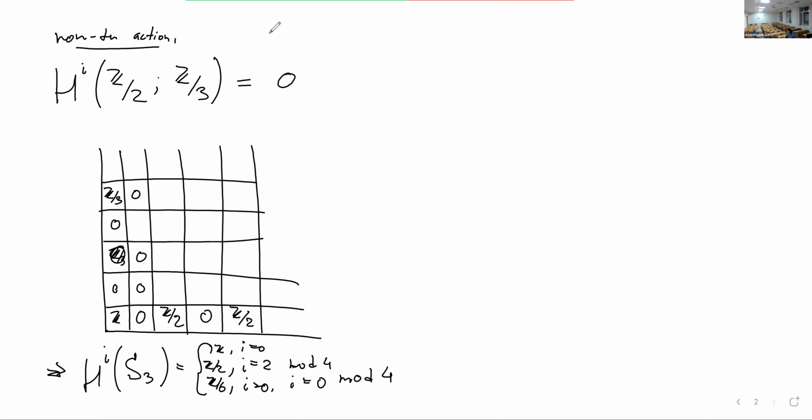Okay. So let's just see one more thing, which is basically what we used to compute this. Suppose we have G, a finite group.